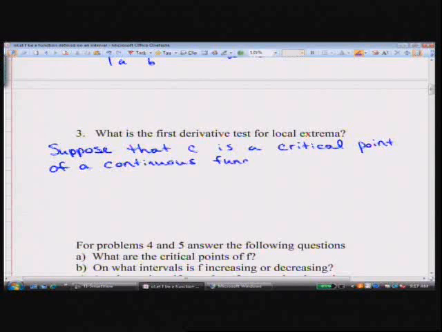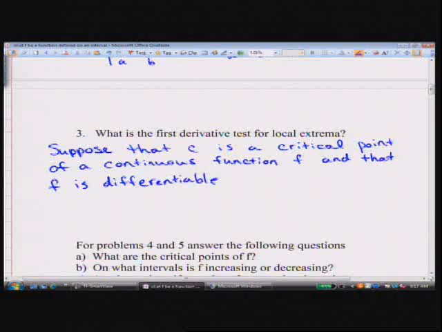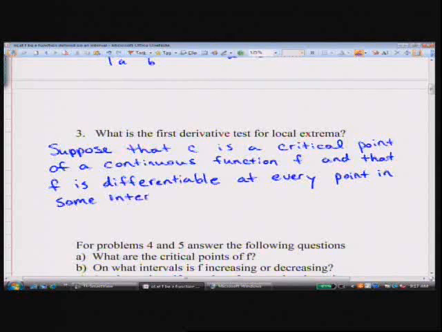Function f, and that f is differentiable at every point in some interval containing C, except possibly at C itself.